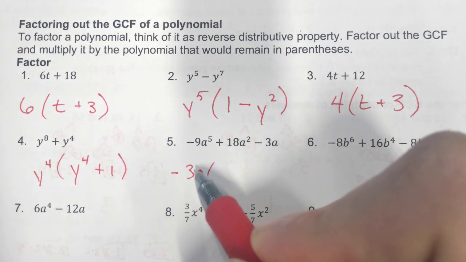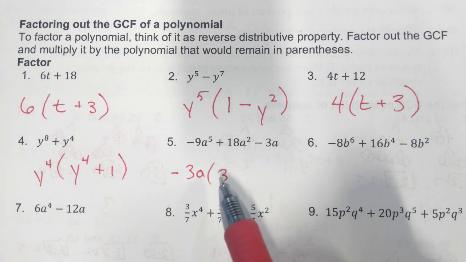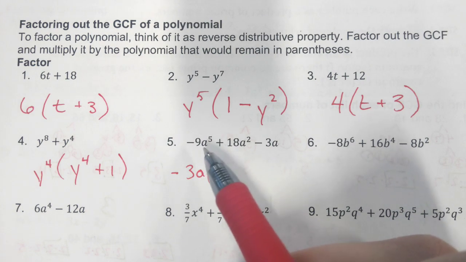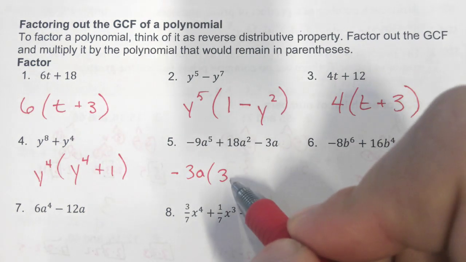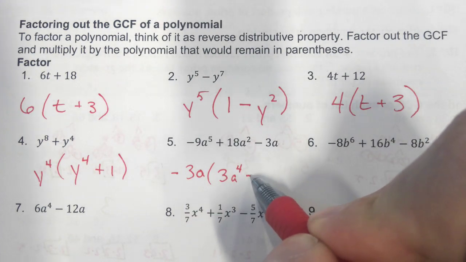So negative 9 divided by negative 3 is positive 3. And that's what we want. We want this first term to be positive inside of the parentheses. That's standard form. And then the letters. A to the 5th, we're taking one of those a's away. That would be 3a to the 4th. A positive divided by a negative is a negative.